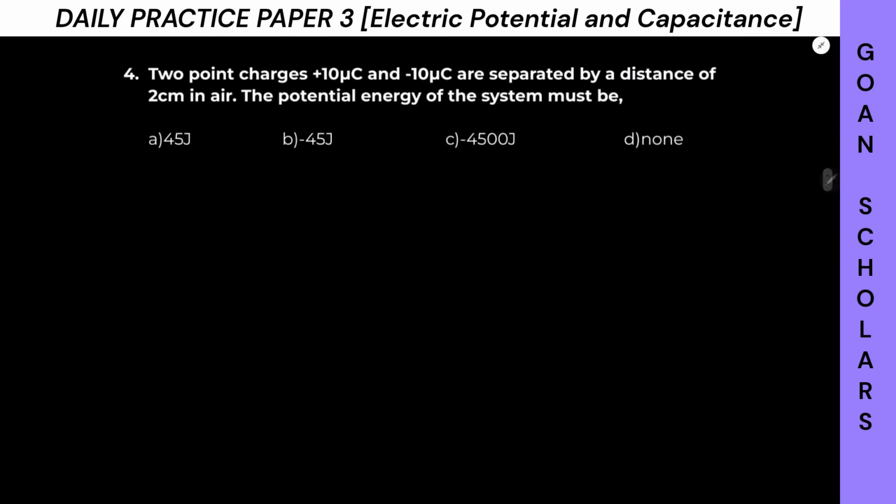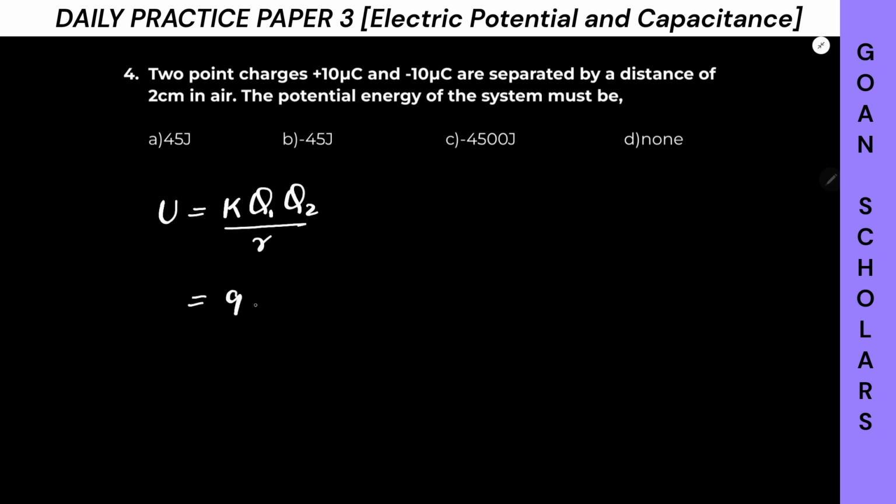Let's move to question number 4. 2 point charges, this and this, are separated by a distance of this. The potential energy you have to find. So what's the formula for potential energy? U equals K Q1 Q2 upon R. Is it a scalar quantity? Yes. So signs are important? Yes.